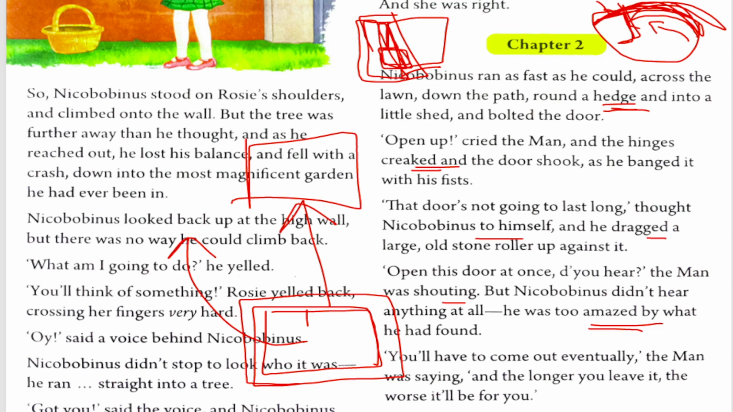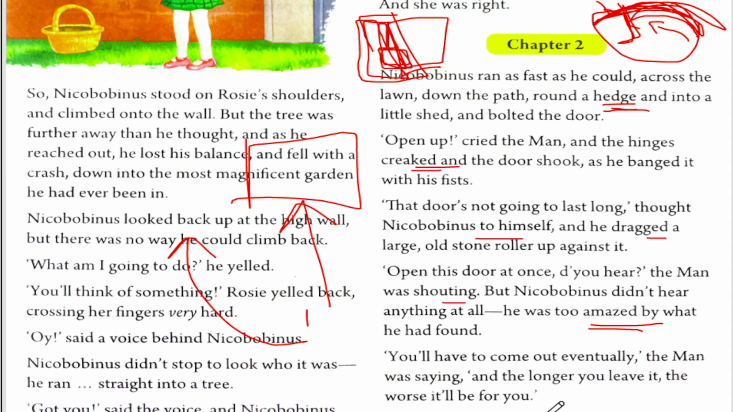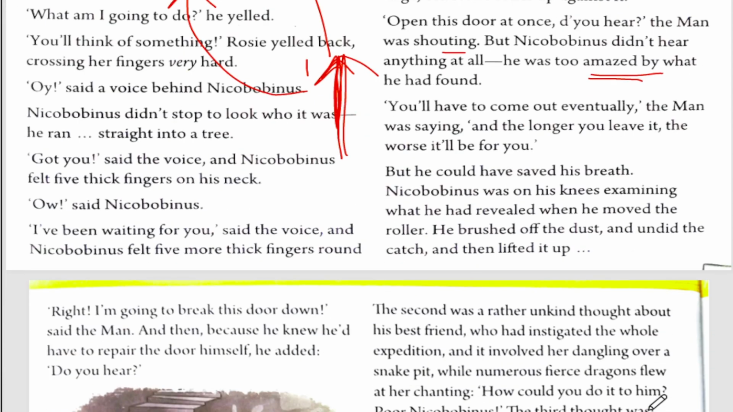Now see what he is doing here. "Now, you will have to come out eventually," the man was saying, "and the longer you leave it, the worse it will be for you." Now, the man is saying that you have only one way to escape. Finally, if you want to get out of the garden, you have to follow only this path. So, the more you make me wait here, the worse your condition will be. That means the more I wait here, the more punishment I will give you. After that, what's happening? Let's understand.